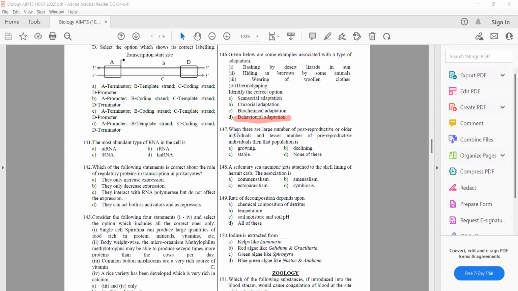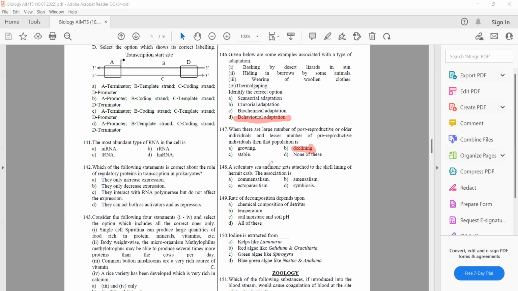147, when there are a large number of post-reproductive or older individuals and a smaller number of pre-reproductive individuals, then the population is declining. When the number is less, especially for the pre-reproductive individuals, that indicates the population is declining.